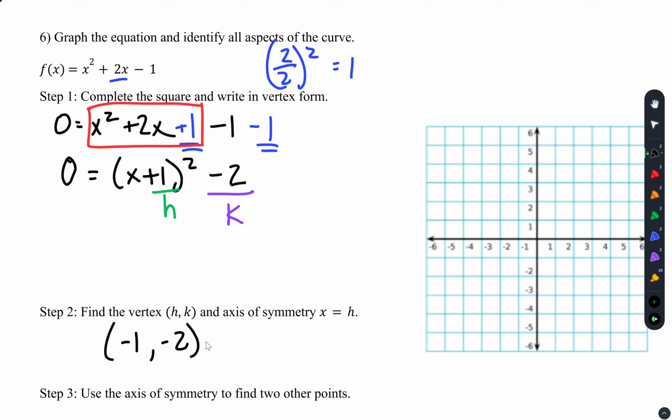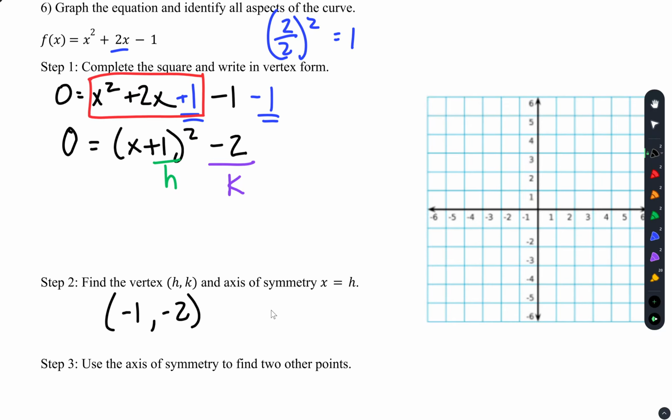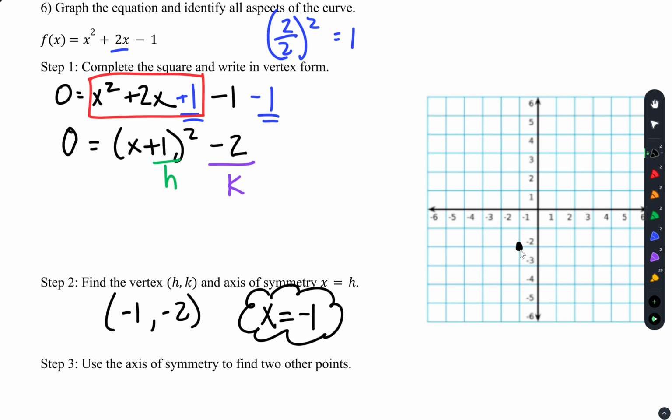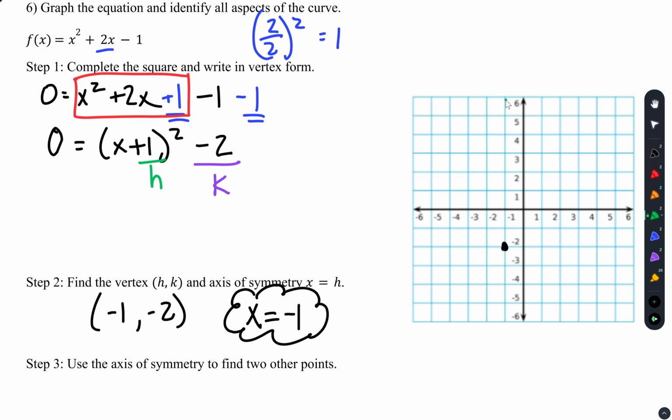Beautiful. Axis of symmetry. x equals h. Do not forget the x equals part. h is -1, so my axis of symmetry, x equals -1. Let's first graph those, -1, -2. And then my axis of symmetry will go right through it. So far, so good?